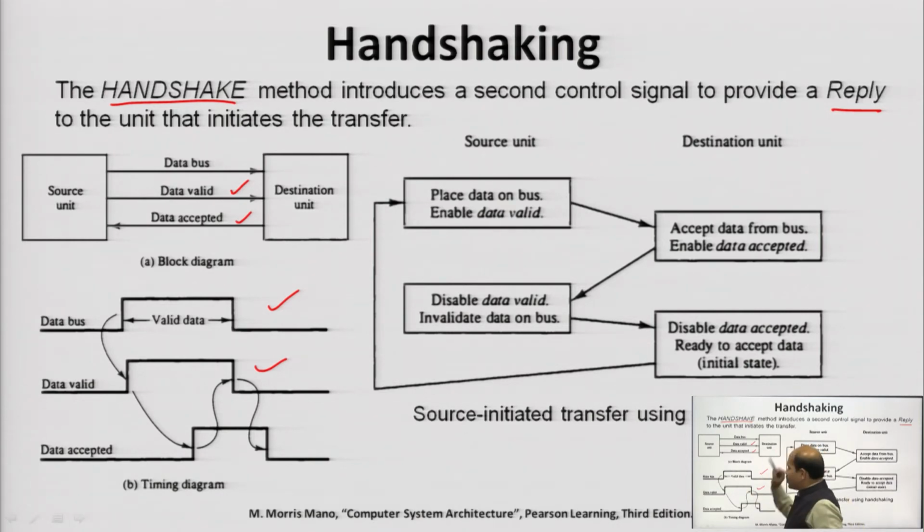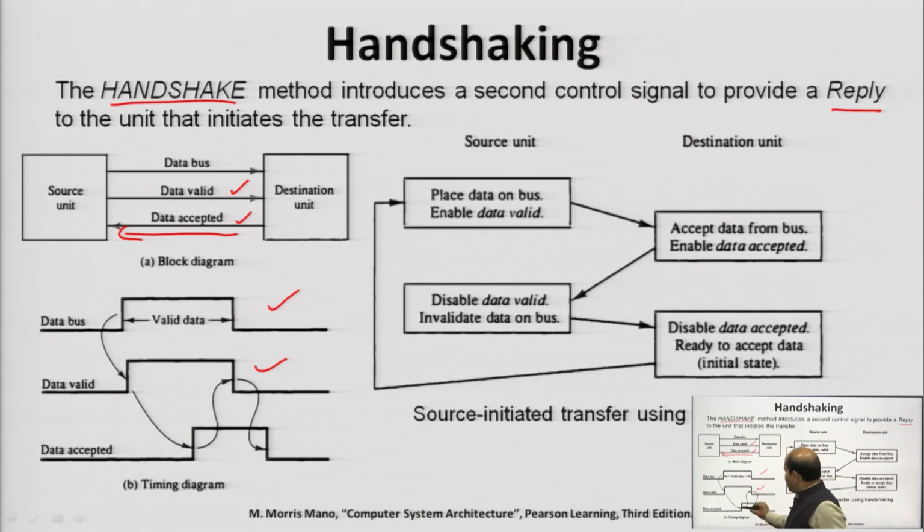Then the destination unit will receive the data, and once the data transfer is completed, the destination unit will inform the source unit that I have accepted the data completely or successfully. So, that is why this data accepted signal will be generated by the destination unit, informing the source unit that the data transfer is over and the data was successfully received by the destination.